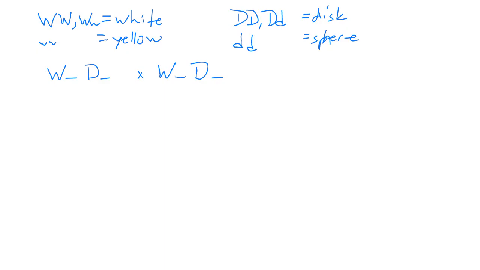It could be homozygous for each characteristic, it could be heterozygous for each characteristic, or it could be a mix: heterozygous for one characteristic, homozygous for the other. We don't know yet. That's what we're trying to figure out. What are the genotypes of the parents that produce the offspring? So what kind of offspring do we get? Well, we actually get basically everything: white disc, white sphere, yellow disc, and yellow sphere. So we get white disc offspring.